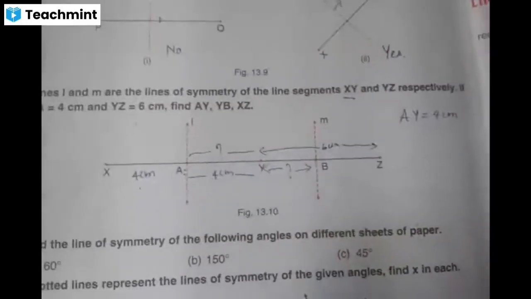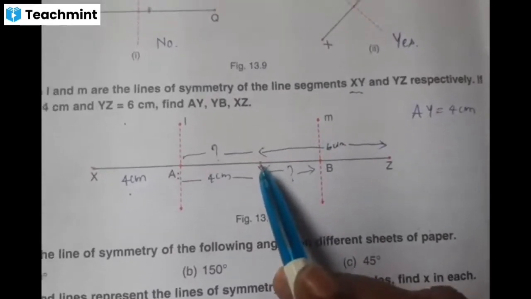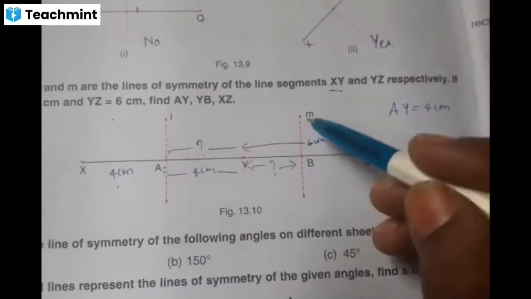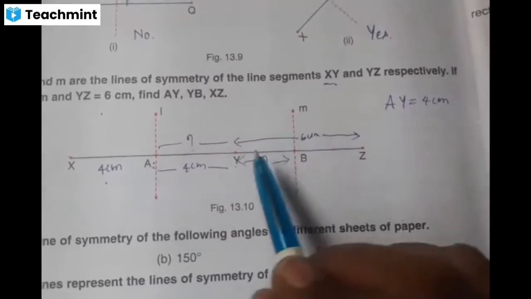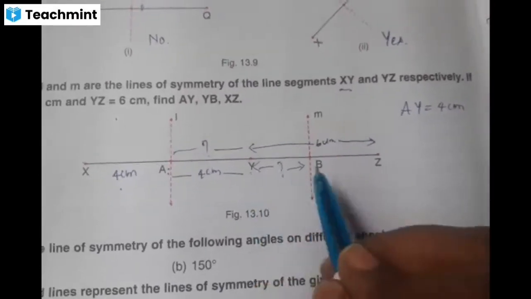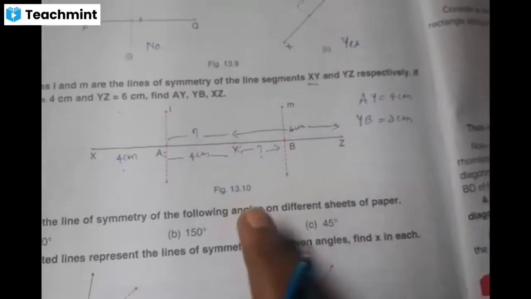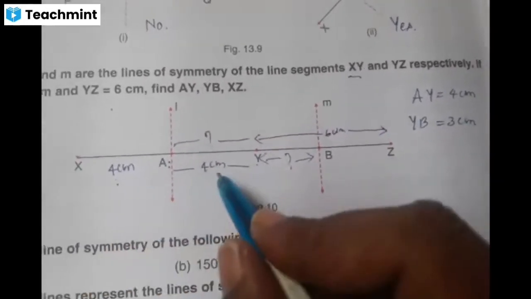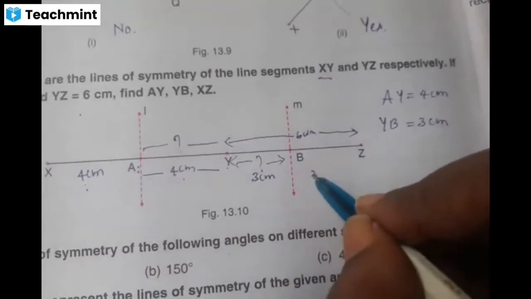Next, we have to find YB now. How to find YB? Here, from Y to Z, the total length is given as 6 centimeter. When you draw the line of symmetry for the line segment YZ, this 6 centimeter is divided into two equal halves, isn't it? So BZ will be 3 centimeter and YB will also be 3 centimeter. By observing only, we can write that. Now what we have found out: this is 4 centimeter, this is 4 centimeter, this is 3 centimeter, and BZ is also 3 centimeter.